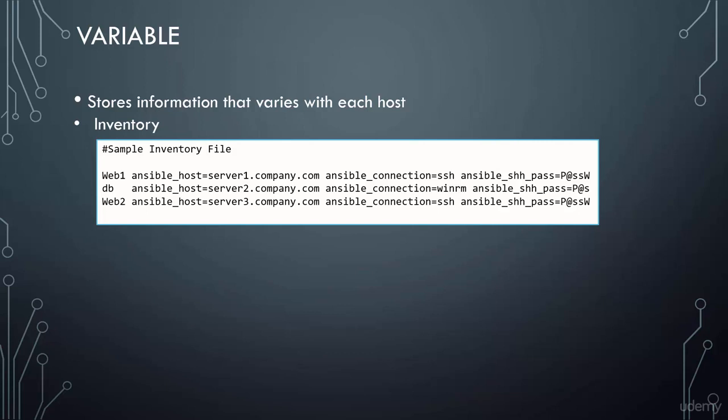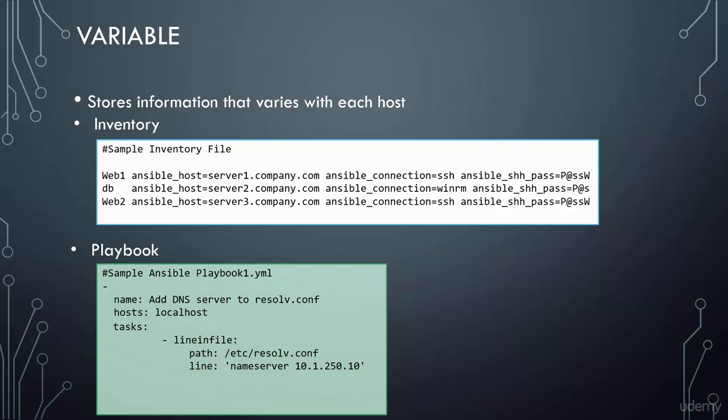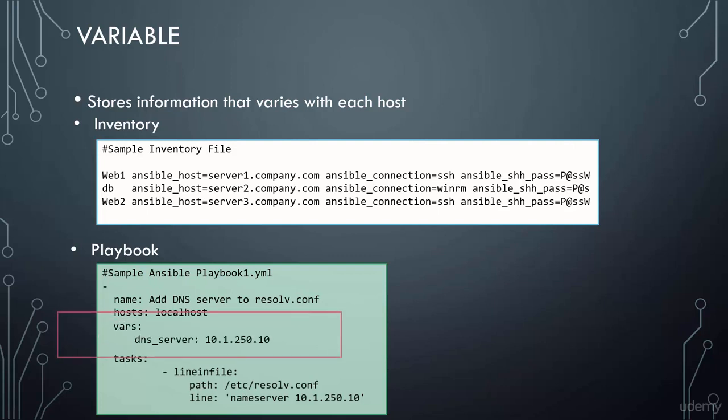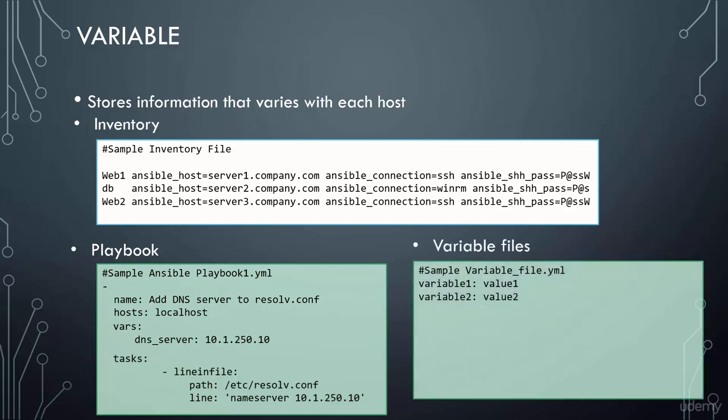We could also define variables inside a playbook. This is a playbook we created earlier to add a DNS entry into the etc/resolv.conf file. To add a variable, we could simply add a vars keyword followed by variables in a key value pair format. In this case, dns_server followed by the IP of the DNS server. We can always have variables defined in a separate file dedicated for variables. We will learn more about this later when we talk about includes and roles.